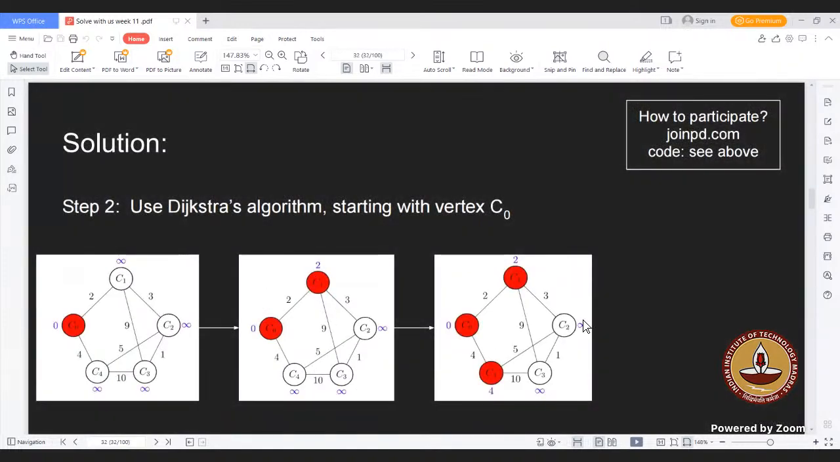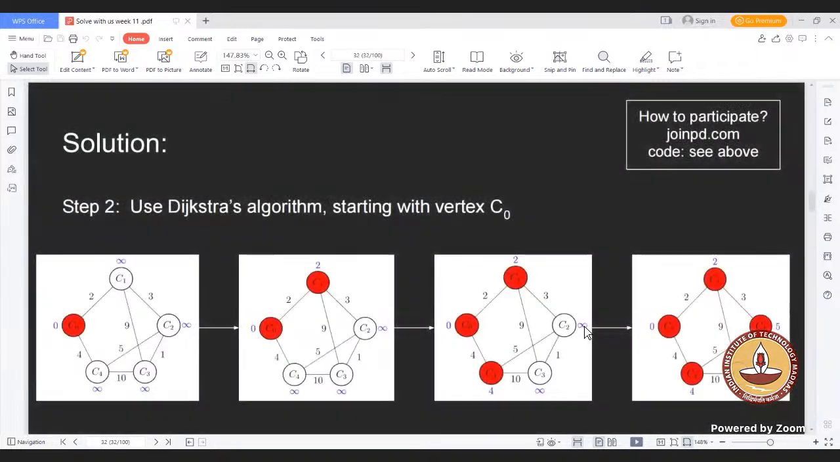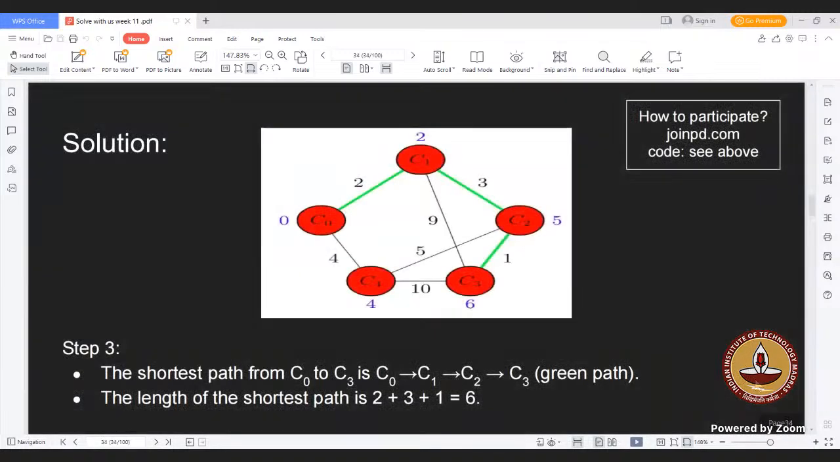What is the next one which will be updated? C2, which will be 2 plus 3, 5. And what will be the next one which will be updated? C3, which is 5 plus 1, 6. Correct? So this will be the final result after applying Dijkstra algorithm starting from the source vertex C0.